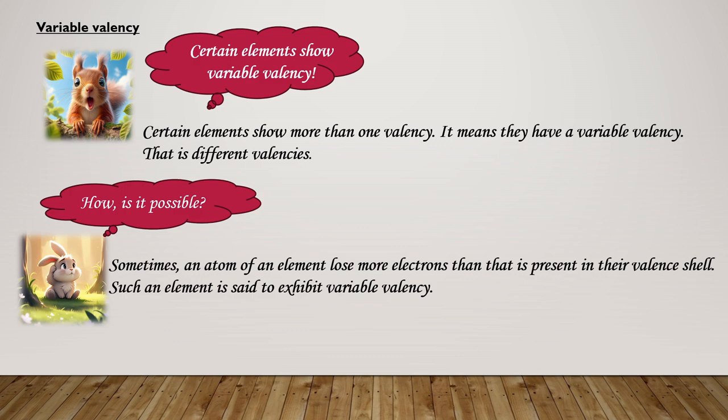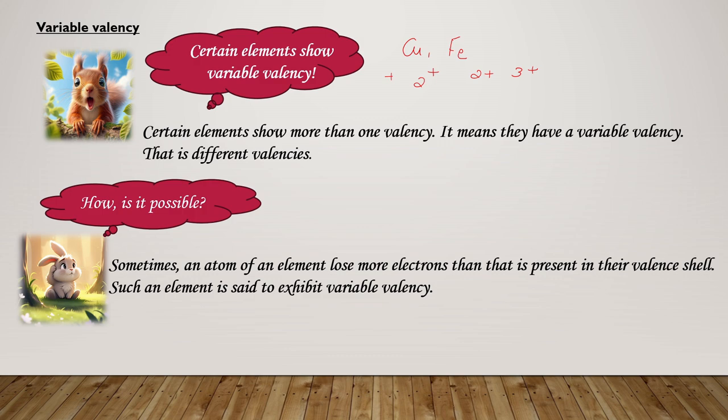It means that certain elements like copper and iron have different valencies. Sometimes copper shows Cu+ or Cu2+. Iron shows Fe2+ or Fe3+ valency. And how is it possible that atoms show variable valency?